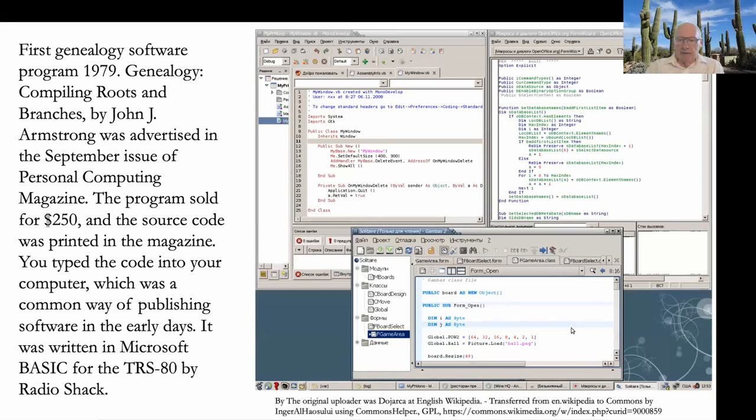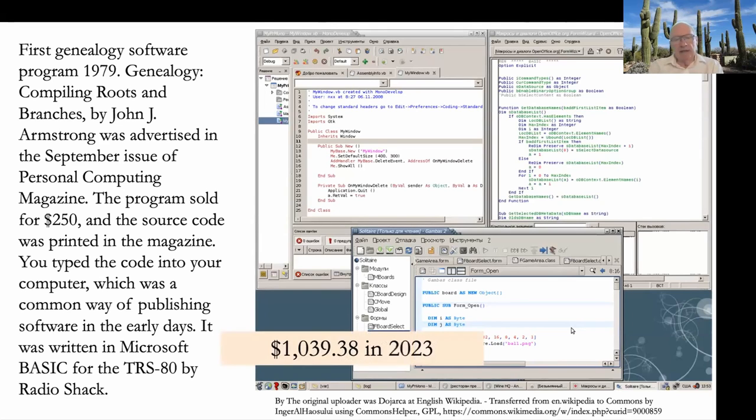And I did a little bit of calculation, got an inflation calculator out, and that $250 back in 1979 would be equivalent to $1,039.38 in 2023.